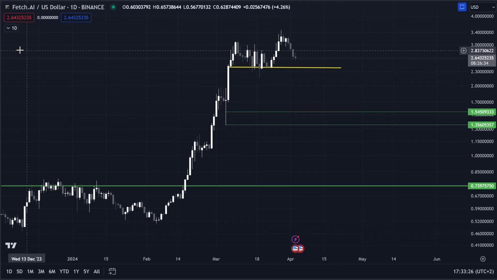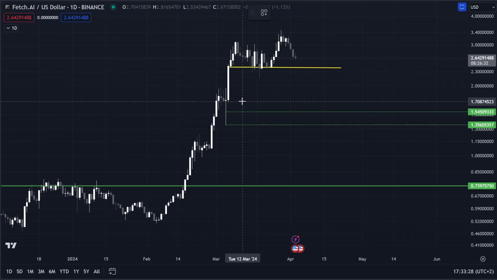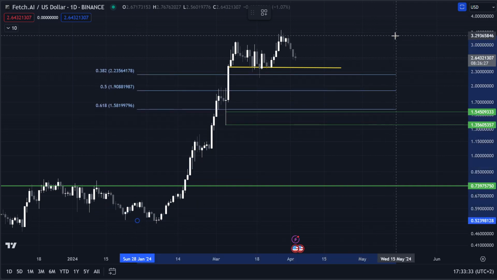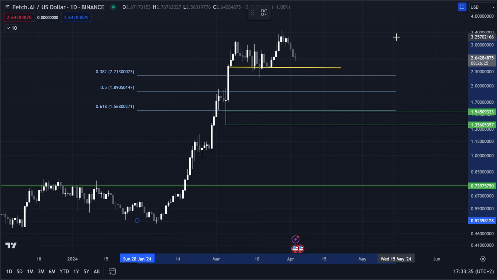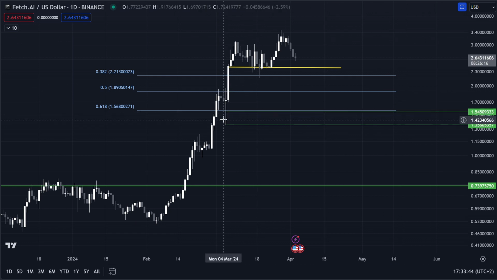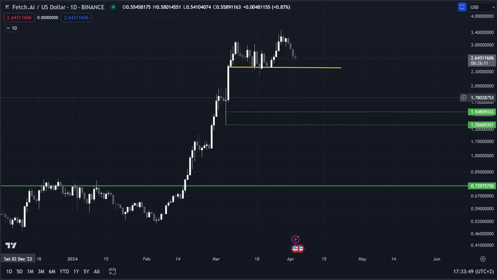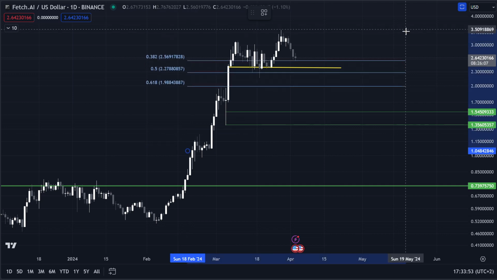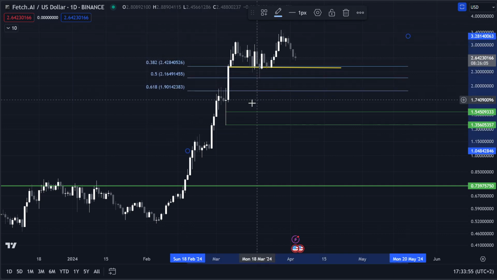Let's also check the Fibonacci from this swing low to this swing high. The 0.618 is matching nearly with half of this important lower wick. Then if we take our Fibonacci from this swing low to this swing high, the 0.618 is above these upper wicks.